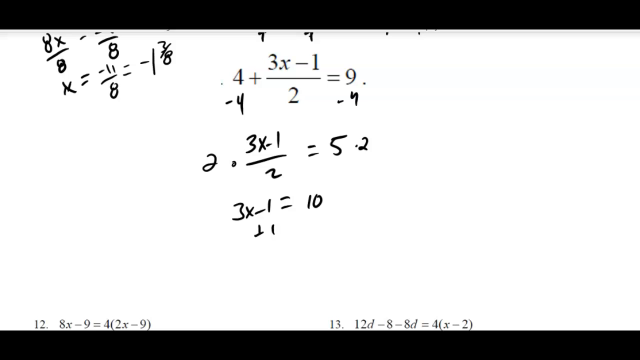Of course, now I can do my problem. 3x equals 11, divided by 3. So I get 11/3 as an answer. Or that would go in there 3 times. And then you'd have 3 2/3.